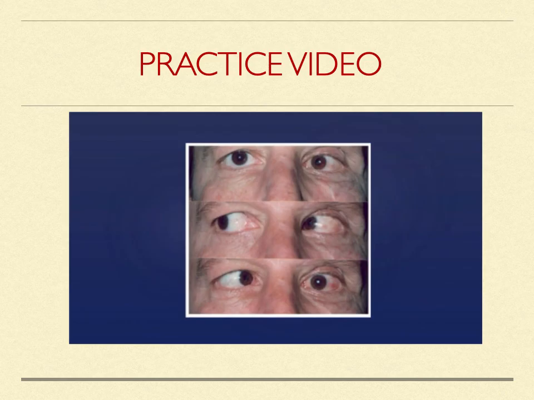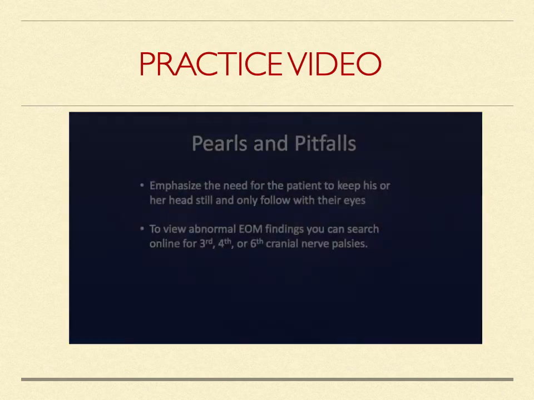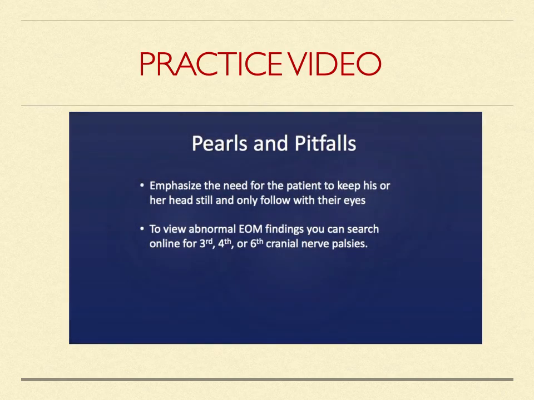When looking straight ahead, this patient's left eye is deviated in nasally. They are able to adduct the left eye normally when looking to the right, but they are not able to abduct the left eye when looking to the left. When testing eye movements, emphasize the need for the patient to keep his or her head still and only follow with their eyes. More examples of abnormal eye movements can be found online.